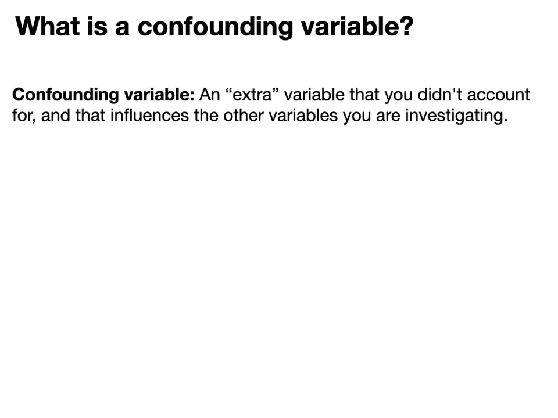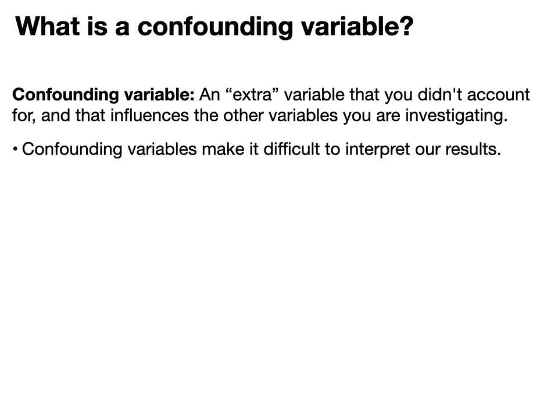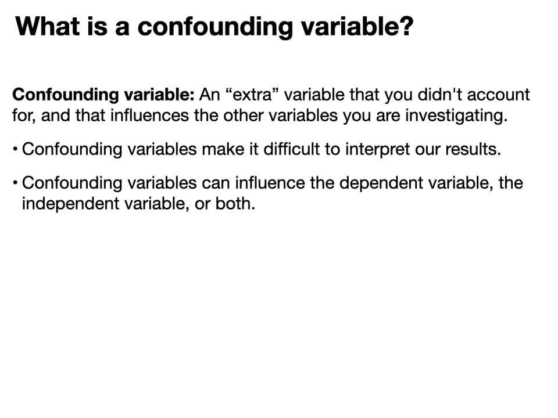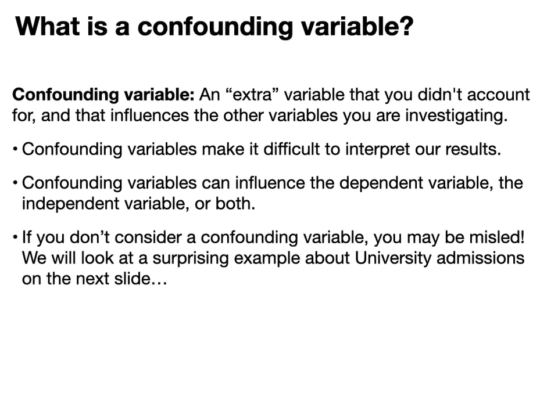Okay, what is a confounding variable? A confounding variable is an extra variable that you didn't necessarily account for, maybe that you should account for, and that influences the other variables that you're investigating. Confounding variables can make it difficult to interpret results. Confounding variables can influence both the dependent variable and the independent variable. A confound might influence one of them, the other, or both. And if you don't consider a confounding variable, you might be misled. And we're going to look at a surprising example of that on the next slide.